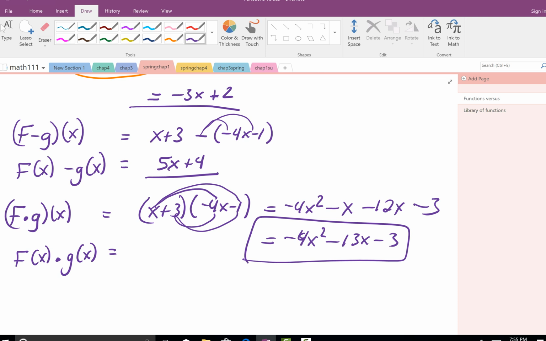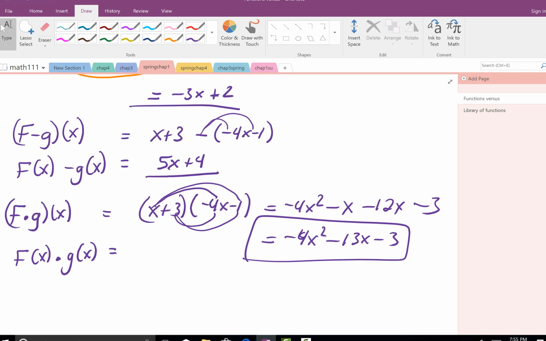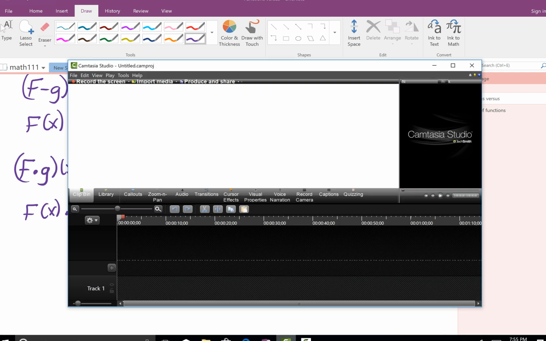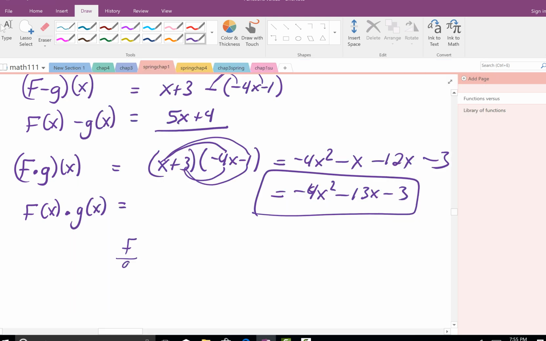They gave you some division ones, but I don't know if I gave those or not because they don't really do much. Maybe. We'll do a division one, I guess. How do they do that? f divided by g.